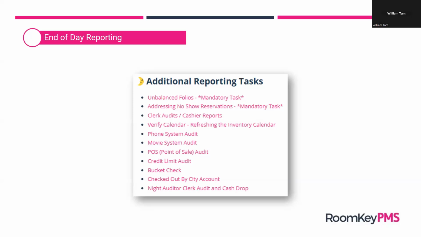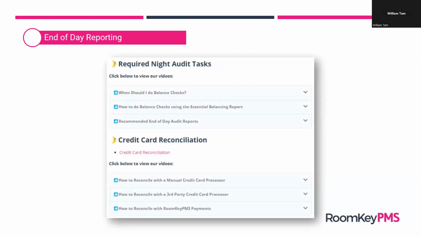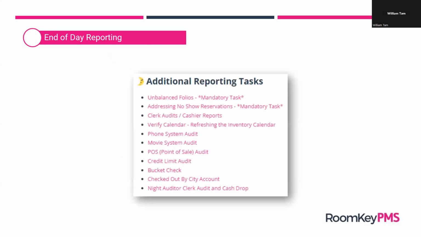So any of these required night audit tasks, any of the balance checks, if you're finding that the system is out of balance or your accounts are out of balance, it can be due or it can be caused by unbalanced folios or unaddressed no-shows occurring in the system.